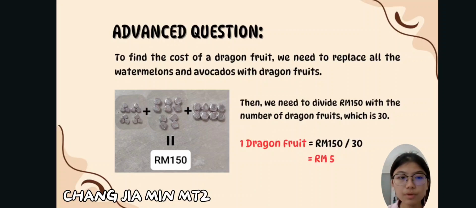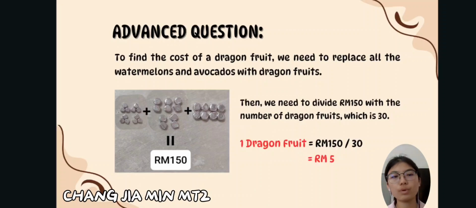So in the diagram, we can calculate that the total number of dragon fruits is 30. So 1 dragon fruit is equal to 150 divided by 30, and then we get the answer, which is 5 ringgit. So 1 dragon fruit is equal to 5 ringgit. So now we know that the cost of a dragon fruit is equal to 5 ringgit.